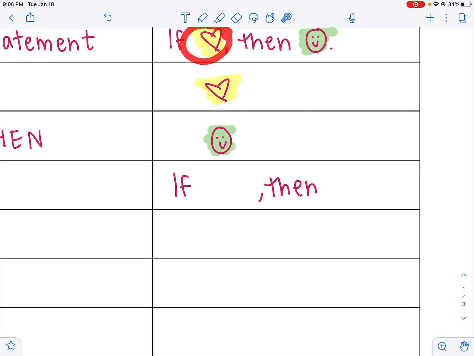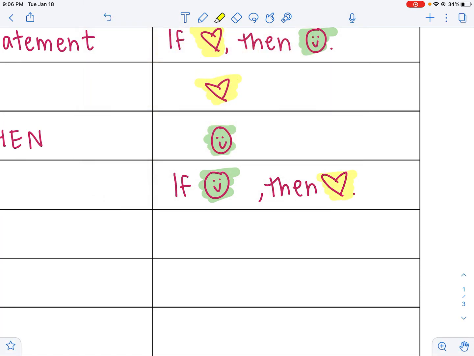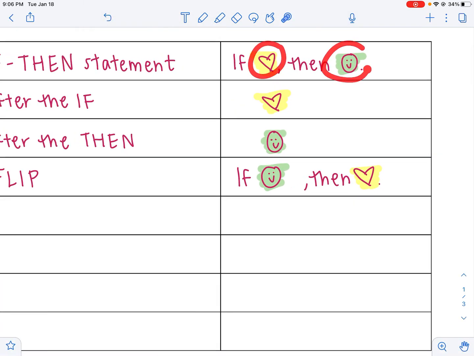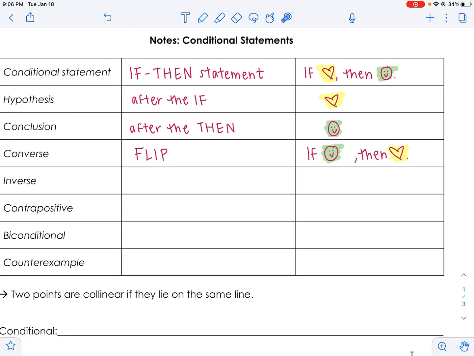And what I'm going to do is I'm going to flip the hypothesis and the conclusion. So I'm going to make it if smiley face. If you're happy, then you're loved. Notice that I kept the if and the then. All I did was just take these parts right here and flip them. That's converse. Now, the easy way to remember converse is that converse is a type of shoe that goes on your feet, as is flip-flops. So remember, converse, shoes, feet, flip-flops, flip.